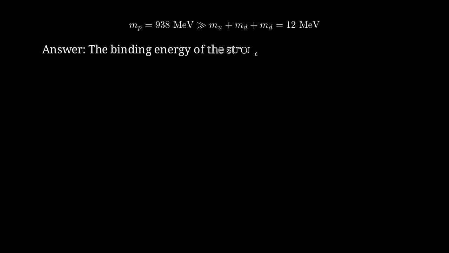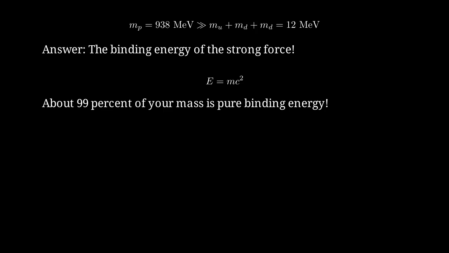The answer is Einstein's E equals mc squared in reverse. The binding energy becomes mass. Einstein's famous equation works both ways. Energy has mass, and this energy is what makes up most of your body. An astonishing fact: about 99% of your mass comes from the binding energy of quarks, not from the Higgs field.